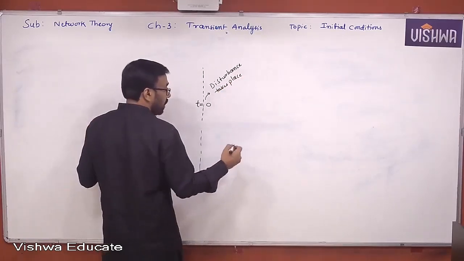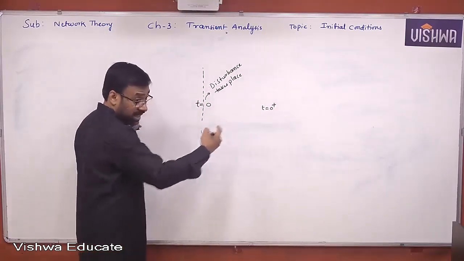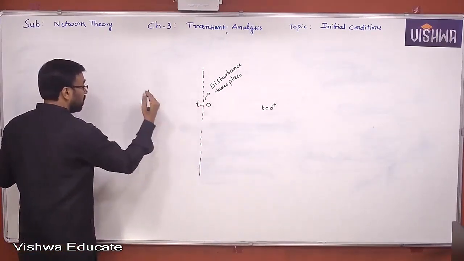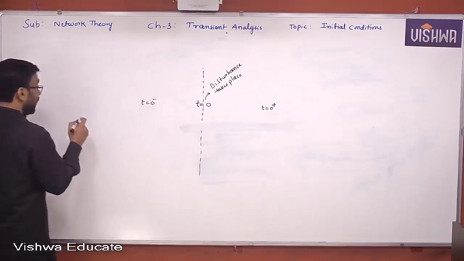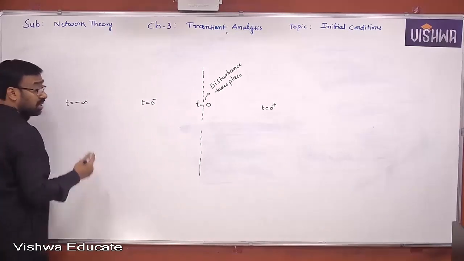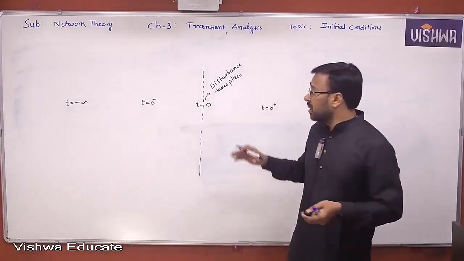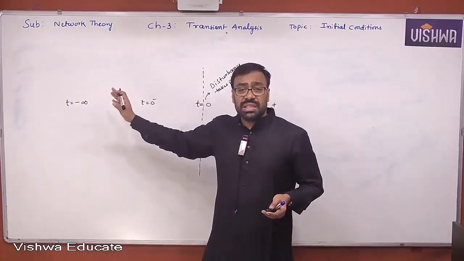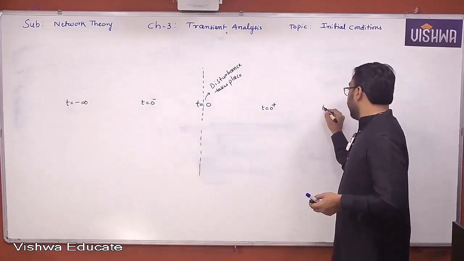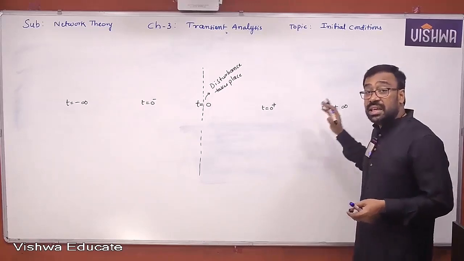T equal to 0 plus is immediately after the disturbance takes place, right? T equal to 0 minus is immediately before the disturbance takes place. T equal to minus infinity: what do you mean by infinity? T equal to infinity means nothing but steady state. Minus infinity means that before the disturbance, the system was operating in steady state. Understand? Okay. T equal to plus infinity: it means the steady state after the disturbance.